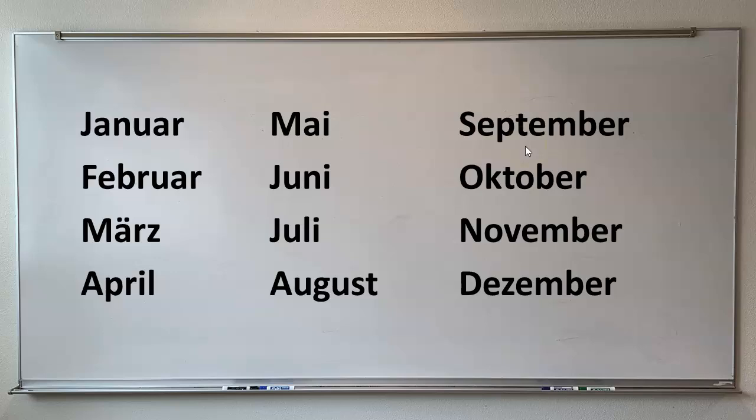September, Oktober, November, December. Okay, so now the fun part. Now that you know ordinal numbers and you know months, let's put it all together.